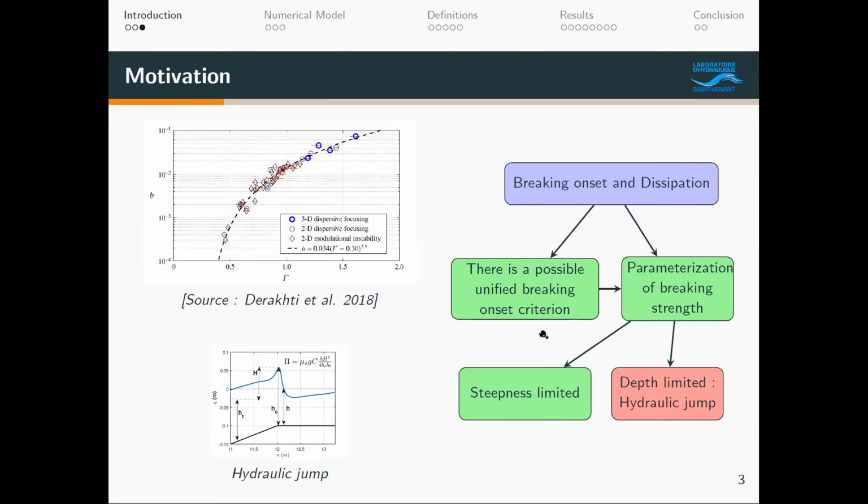So the motivation is that there's a unified breaking criterion proposed by Derakhti et al. 2020, and we want to see how this works with a validated dissipation model, called the hydraulic jump model, for depth-limited wave breaking. In the same way, the onset criterion is used to parameterize something called the breaking strength for depth-limited waves, as shown in the figure here. And we want to see how this kind of parameterization behaves for a hydraulic jump model.